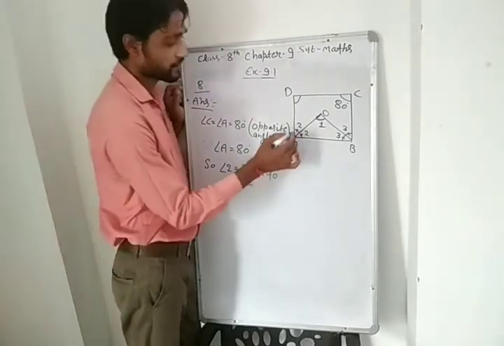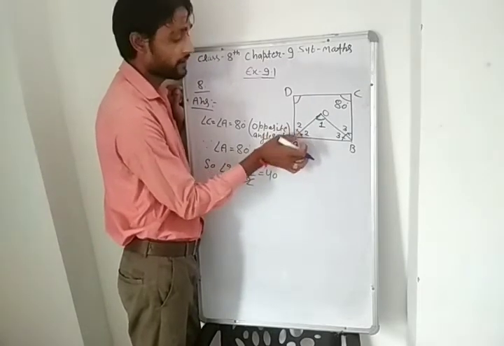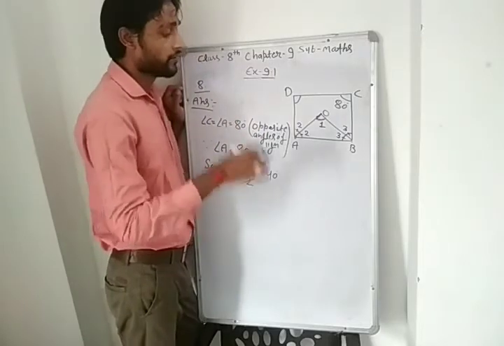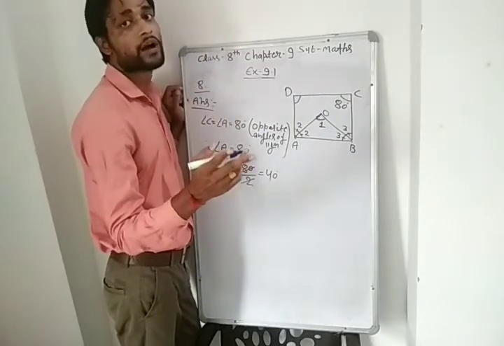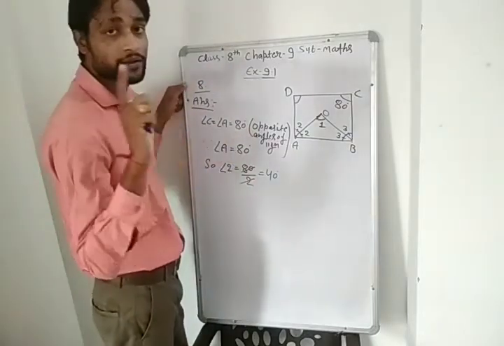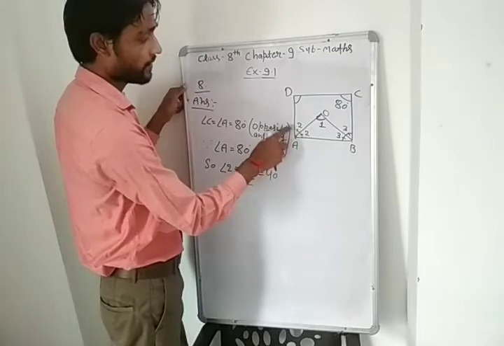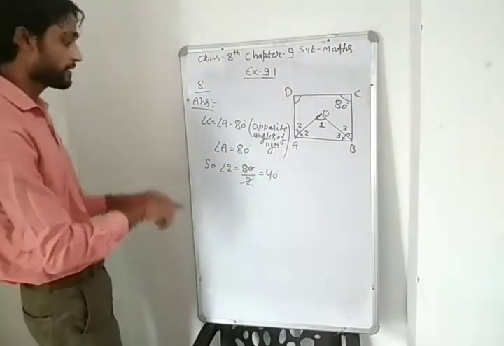Why? Because this is an angle bisector. If there is an 80 degree angle, then that 80 degree angle will be divided into 2 equal halves. Clear? In 2 parts, that will be equal. So 40 and 40 will make the whole angle 80. Clear? Like this. Same.